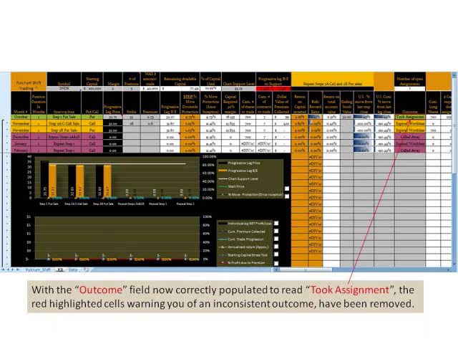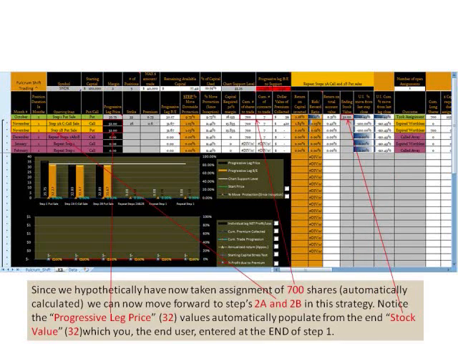With the outcome field now correctly populated to read took assignment, the red highlighted cells warning you of an inconsistent outcome have been automatically removed. Since we hypothetically have now taken assignment of 700 shares, which is automatically calculated, we can now move forward to steps 2A and 2B. Notice the progressive leg price, which is 32, values automatically populate from the end stock value, which is 32, which you, the end user, entered at the end of step 1.